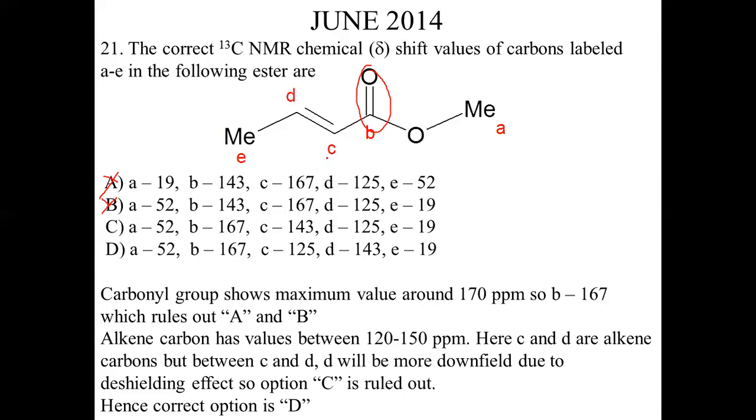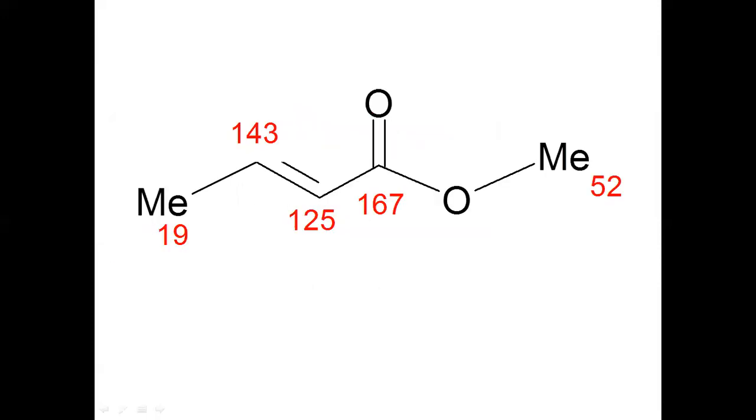Now when you see here, C and D, they are alkenyl carbons. So the value should be from 120 to 150. And between C and D, D should be highly deshielded because of this carbonyl group. So when you look at the values C and D, which is highly deshielded, D. So you can omit C and your correct answer is fine. This is what you have assigned.